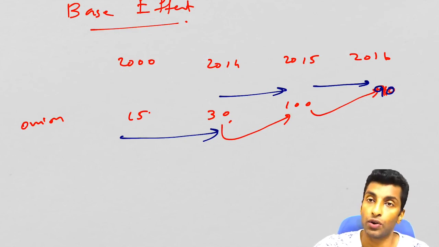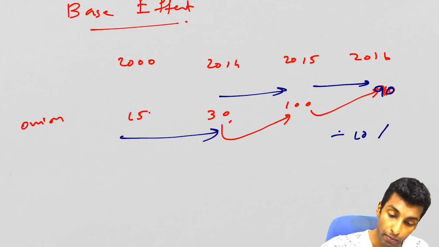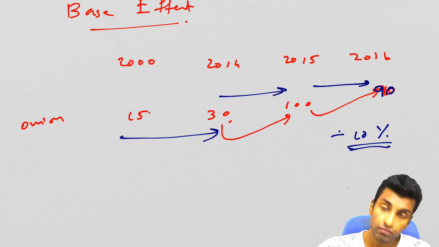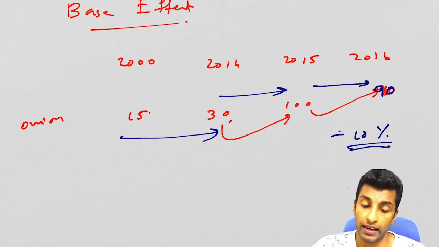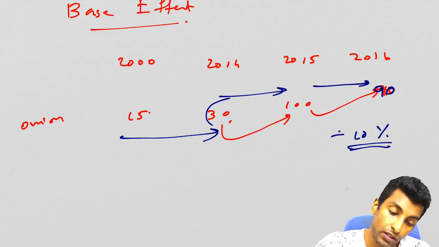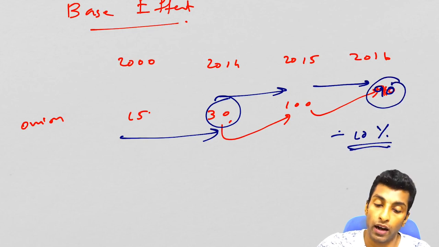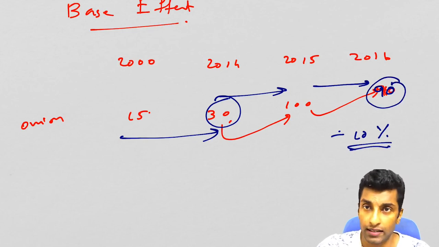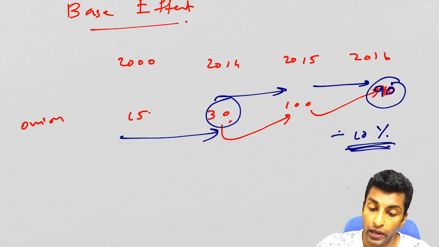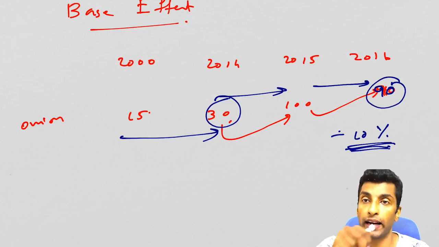So what is the inflation here? There is no inflation, actually negative inflation, right? So you will write minus 10% here. Okay, but the reality is different. What is the reality? The price was 30 in 2014, now it is 90. So inflation is definitely there, but when you calculate, you will get no inflation or negative inflation.